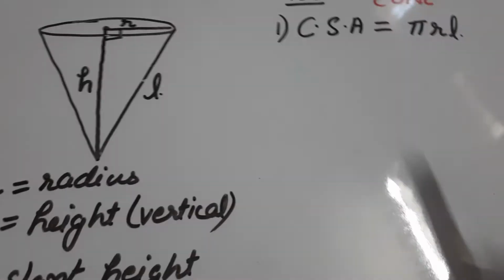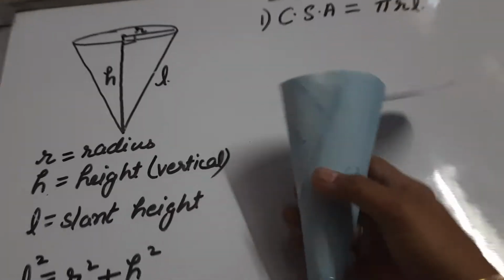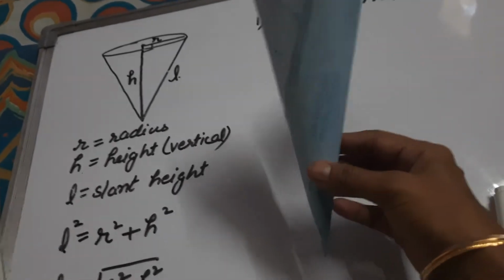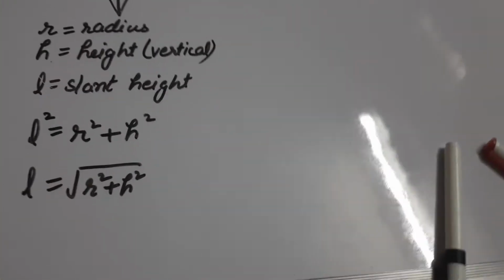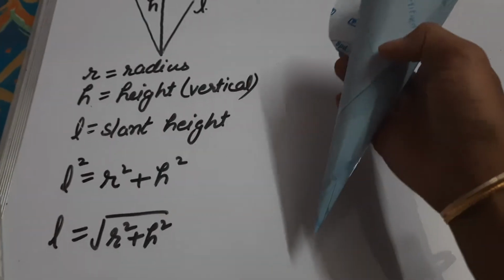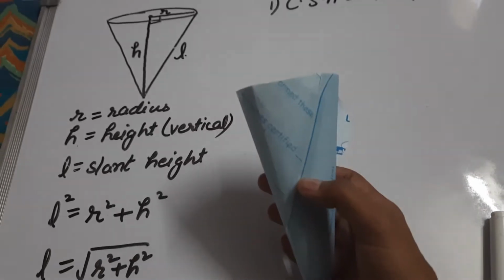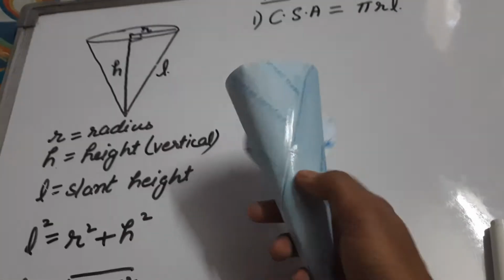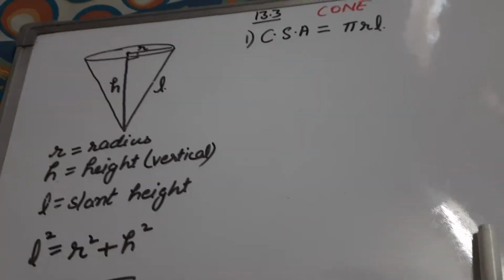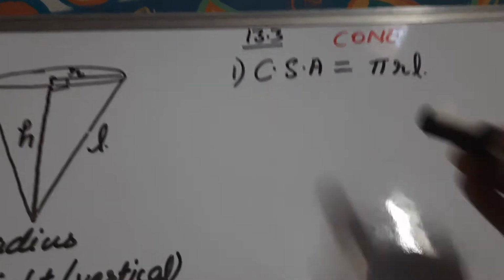Curved surface area of the cone is pi RL. Now dear students, what do you mean by curved surface area? Here I have made a cone for you. You can see, if I do not include its lid, then this curved portion, this curved part is known as curved surface area. Means no lid is there. Only the curved portion is there, and its formula is pi RL.